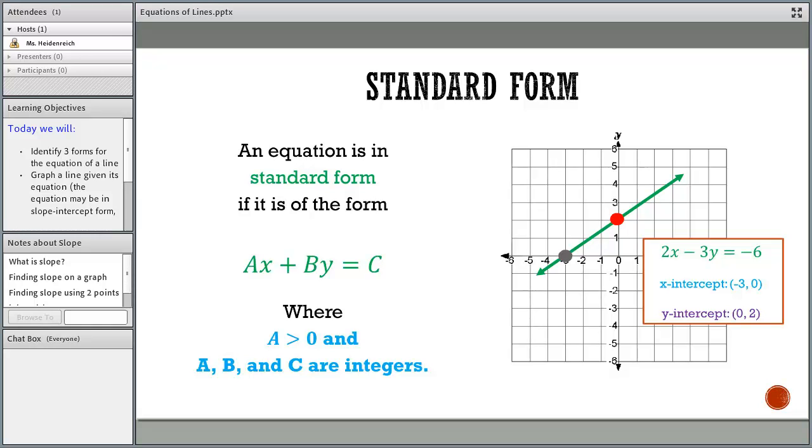We're ready for the last part of this series, and we're talking about standard form now. So on the third column of your note sheet, you should be writing the standard form for the equation of a line, which is ax plus by equals c.